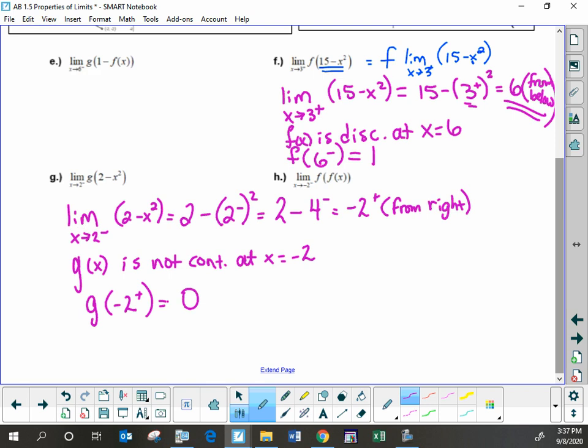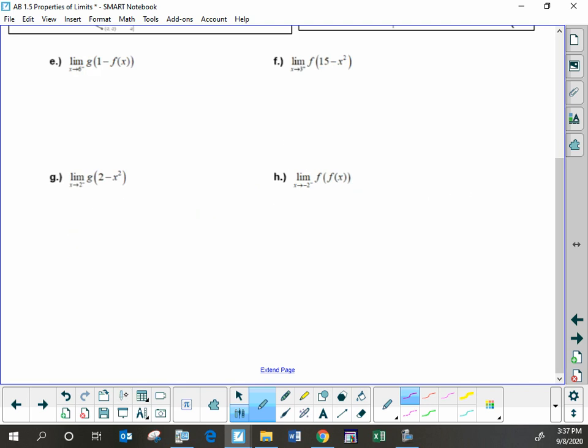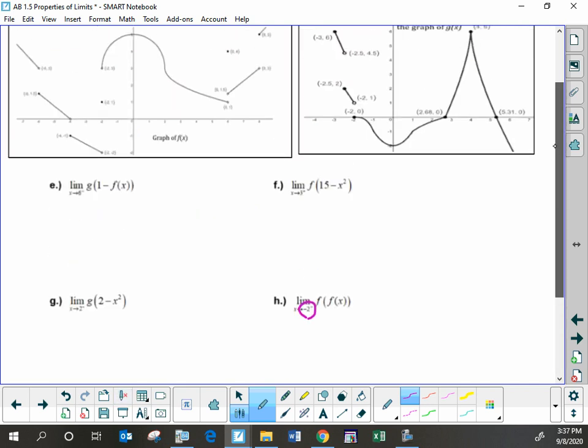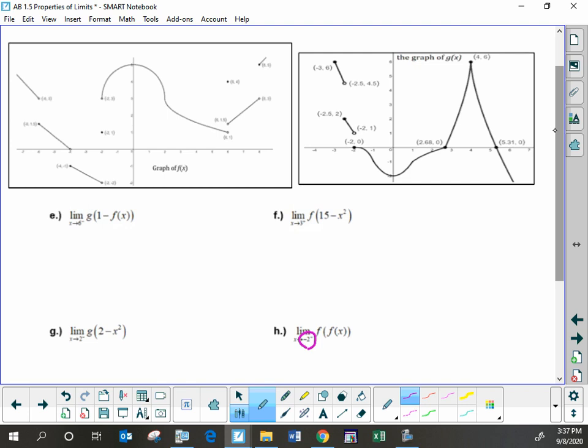All right, we got f of f. Those look fun. F of f. And we're approaching negative 2. I just want to go and look at my picture. At negative 2, oh, of course, we've got discontinuity, don't we? Oh, but we're from the left side. So we're going to be coming in from the left side of negative 2. Looks like we get an answer of negative 2 there.